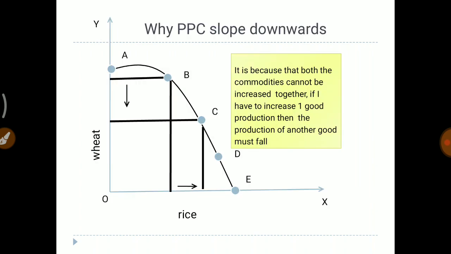Why does PPC slope downward? It is because both commodities cannot be increased together. As I have already said, my resources are limited. If I have to increase one, then I have to decrease the other product. If I increase the production of one good, then the production of the other good must fall.